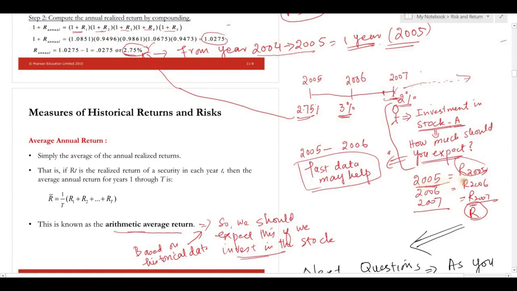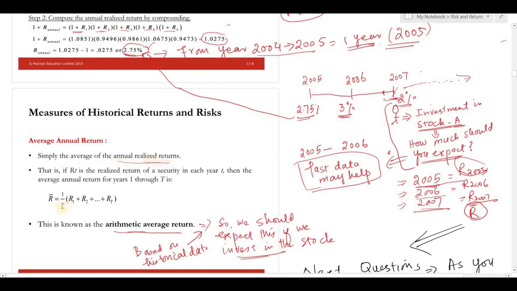Okay, so this is the annual realized return of 2005. Similarly, we can also find the annualized return for 2006 and for 2007. Once we have all the historical data, the past data of annualized return, we simply take the average, so it will become the average annualized return. Okay, so the average annualized return is simply the average of the annual realized returns.